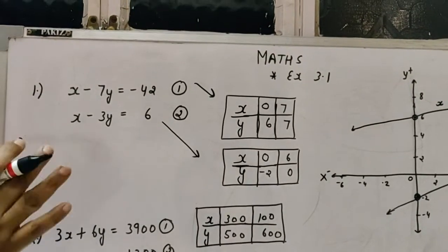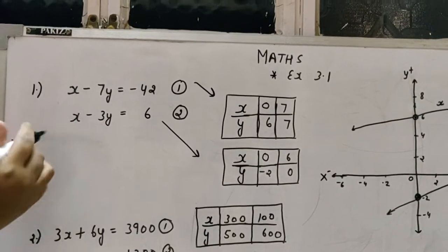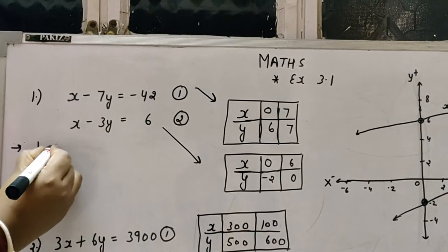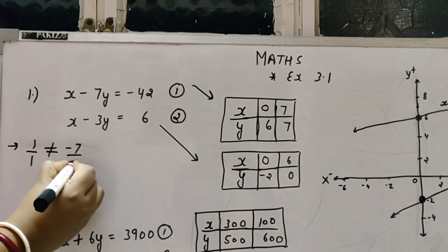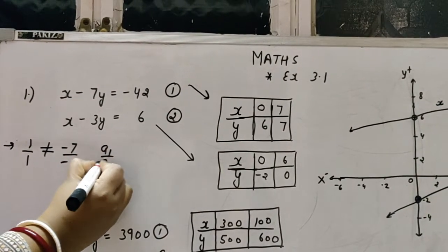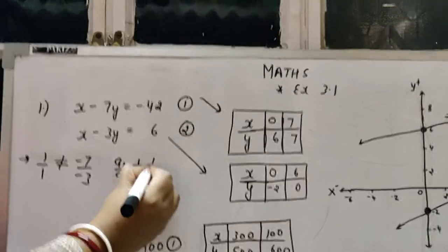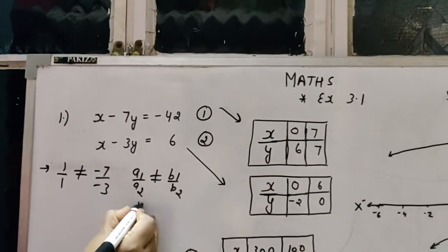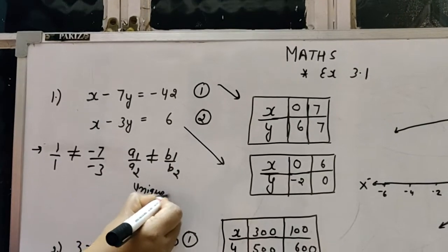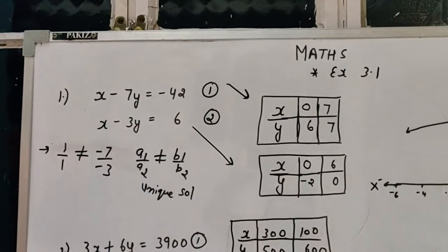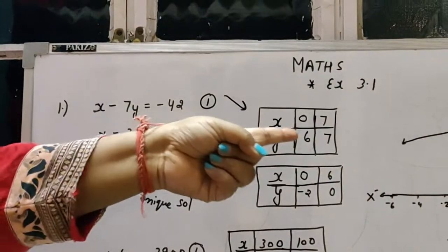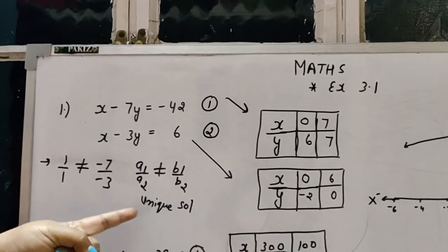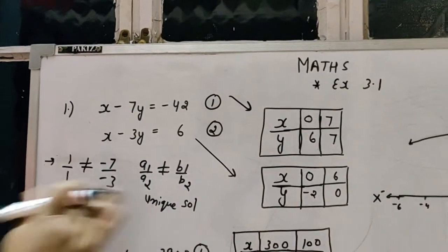You can see, we are going to compare only the coefficients. A1 upon A2, that is 1 upon 1, is not equal to minus 7 upon minus 3. You can see A1 upon A2 is not equal to B1 upon B2. So it means the lines will be intersecting and it will have a unique solution. Without drawing the graph also you can find out that these lines are going to intersect and that will have a unique solution. Correct? This is only for the explanation, you don't have to write this thing.